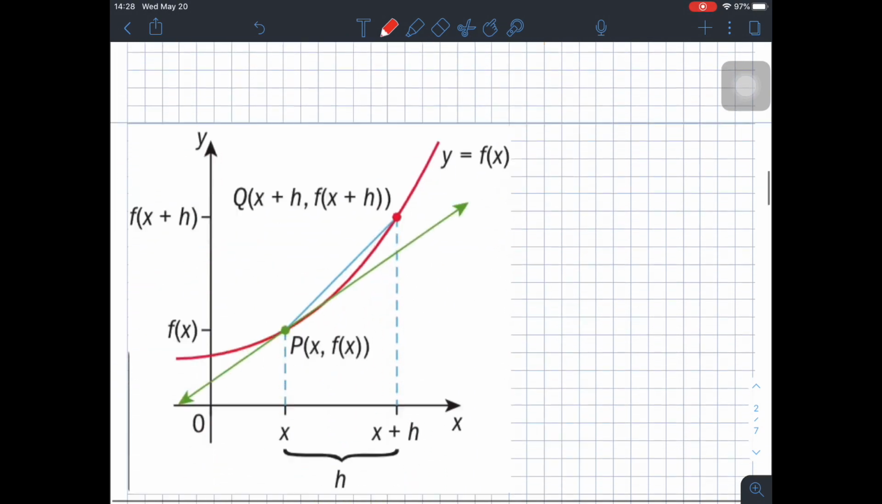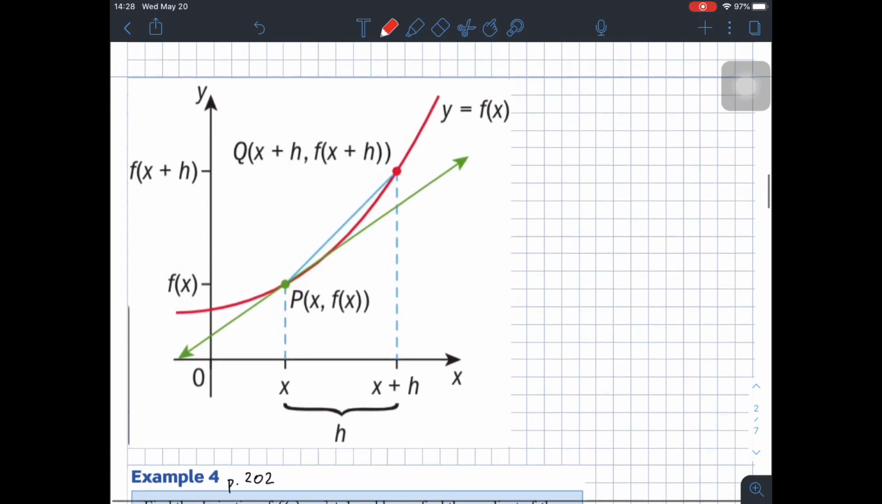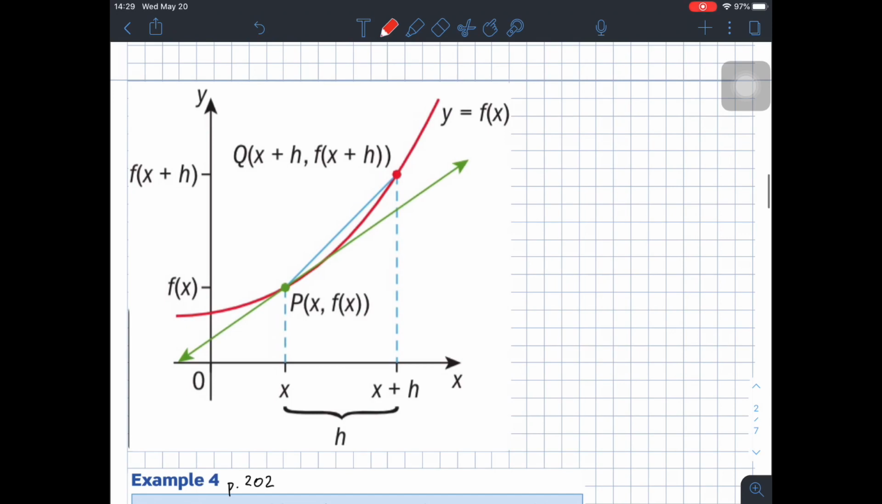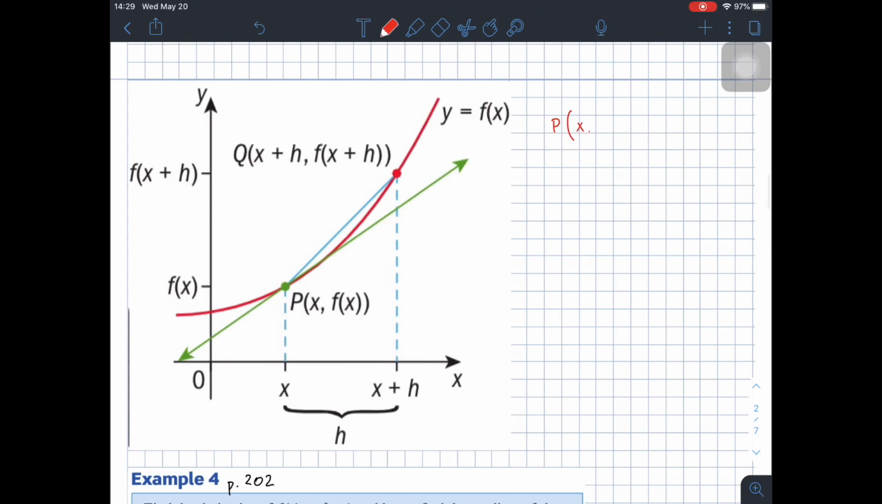I took the graph here bigger. So pay attention. If I have 2 points, Q and P, I'm going to write the coordinates of the points. P has coordinates, its x coordinate is x, and its y coordinate is f of x. This value over here. So that's the coordinate. The x coordinate is x and the y coordinate is f of x, okay?